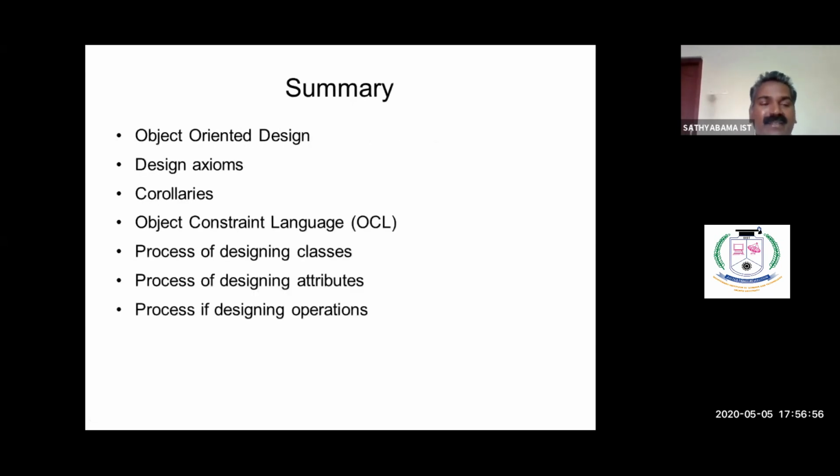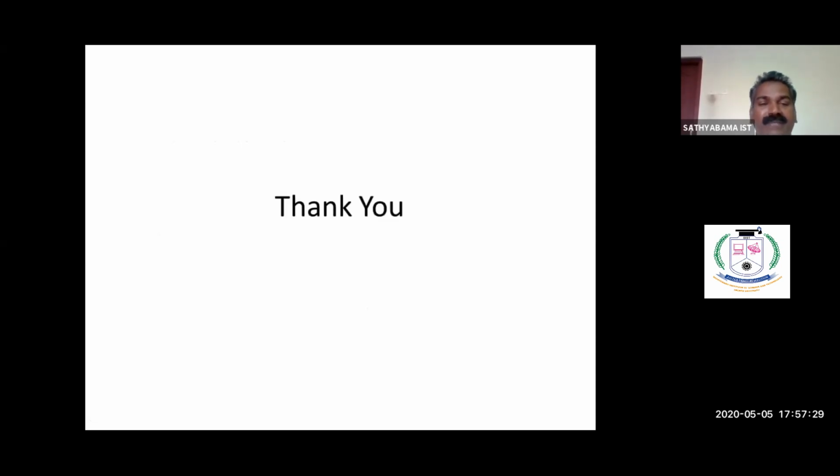This is the summary of what we have discussed today. The object-oriented design process starts from applying the design axioms with the classes, then applying corollaries with the classes, methods, and attributes. Then we use the object constraint language for defining the properties of data. Then the process of designing classes, the process of designing attributes, and the process of designing operations. Thank you.